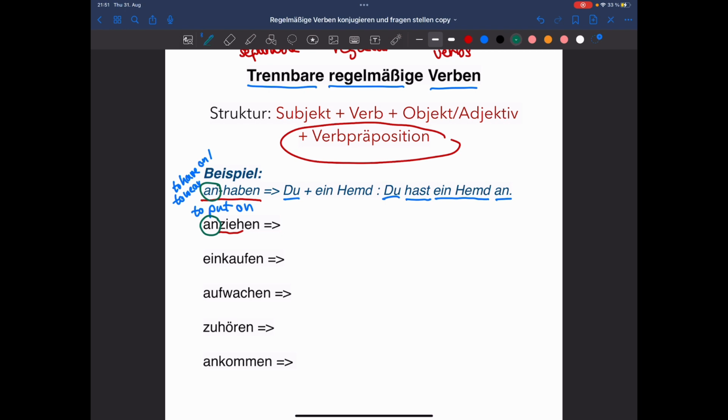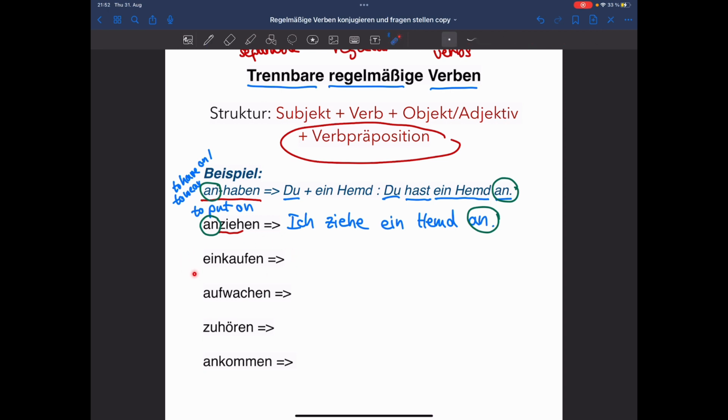But let's use me, ich. So ich, sorry, wrong color. Ich, and then the verb ziehen, ziehe, ich ziehe ein Hemd an. Perfect. So the preposition comes at the end of the sentence. Ich ziehe ein Hemd an. I'm putting on a shirt. Very well done. Let's move on to the next verb.